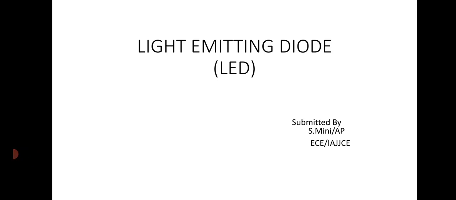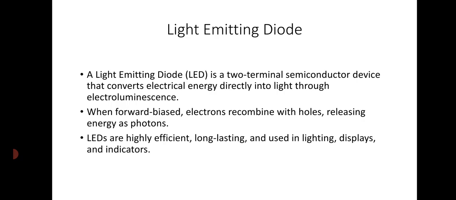Now I am going to explain the topic LED, that is light emitting diode. What is light emitting diode? Actually it's a diode. When the diode is forward biased, it emits light, which is called light emitting diode. This LED is a two-terminal semiconductor device which converts the electrical energy directly into light through electroluminescence. What is electroluminescence? It's the principle of LED, that is light produced by electricity.